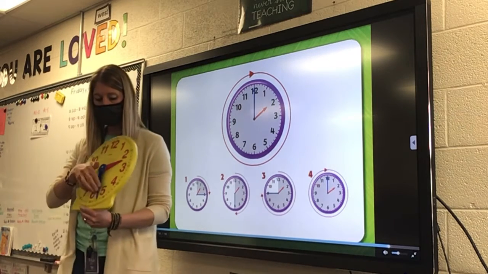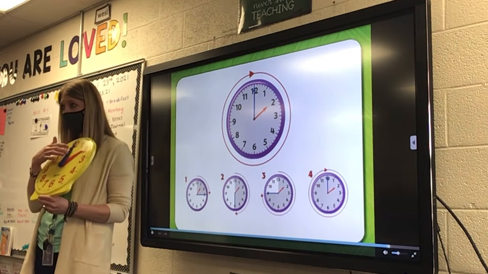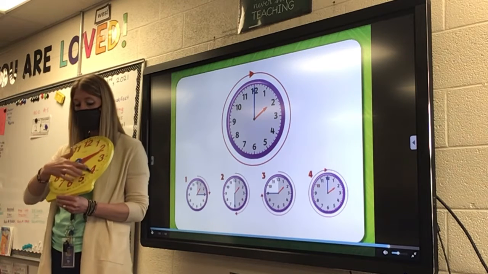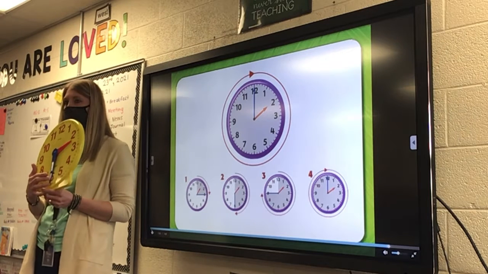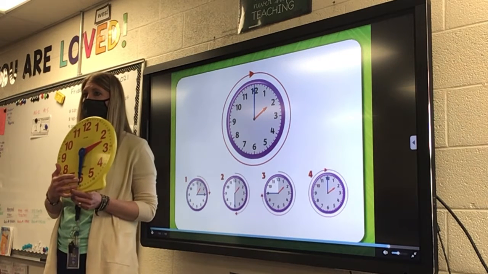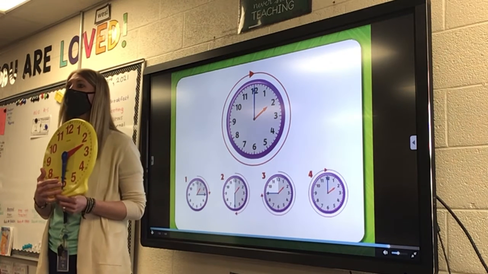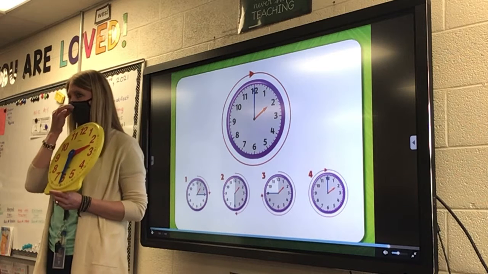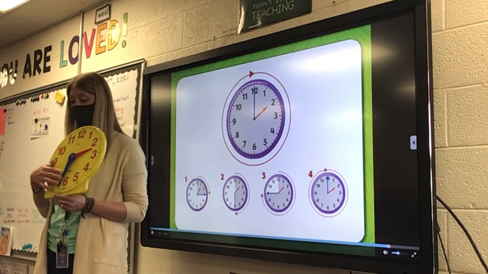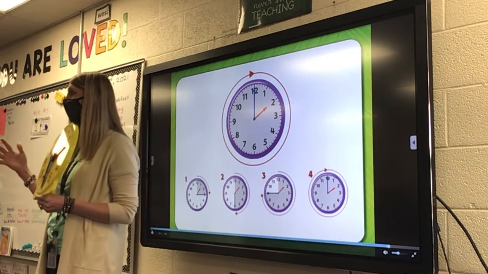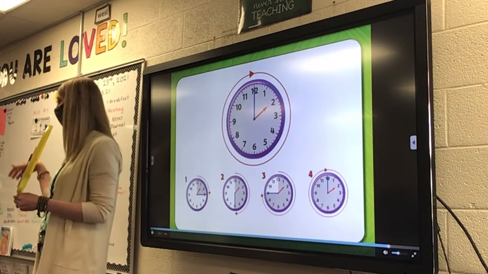Now, we have learned that if we go halfway around the clock, so if we start at 2 o'clock and my minute hand goes halfway around the clock, it's going half of 60. And what's half of 60? How many minutes would that be? It's down here at the bottom. 30. So half of 60 is 30. So we have learned half past the hour, like 2:30, 1:30, 3:30, 4:30, 5:30.